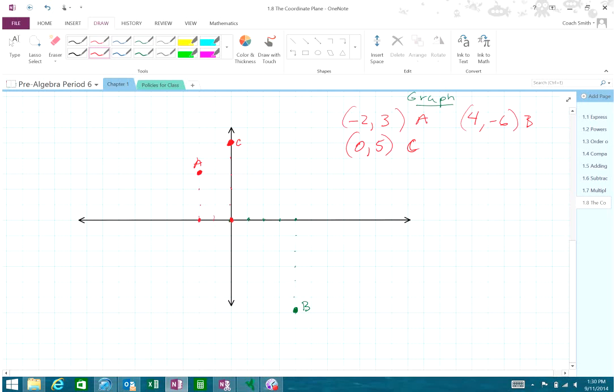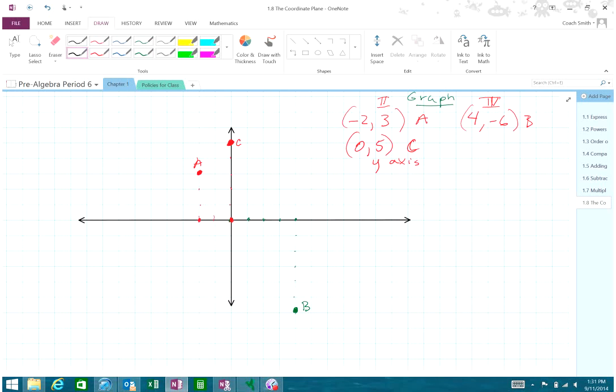point C. Now, point C falls on the Y-axis. Where this was quadrant 2, this was quadrant 4, point C falls on the Y-axis. It does not fall in a quadrant. Okay, because it's got to be off of the X or the Y-axis.